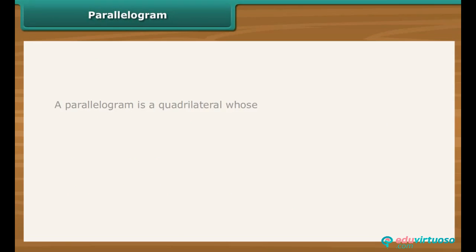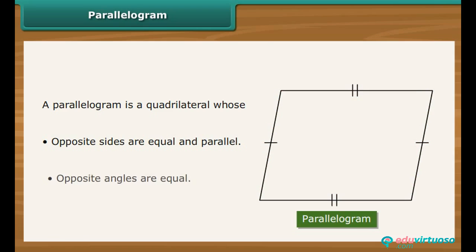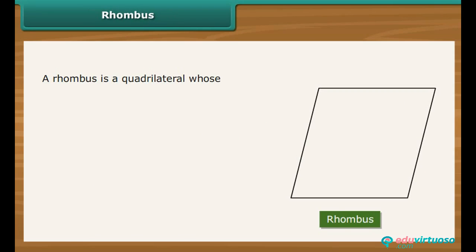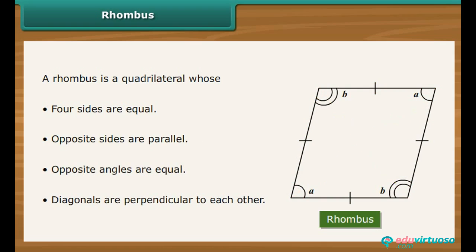Parallelogram. A parallelogram is a quadrilateral whose opposite sides are equal and parallel, whose opposite angles are equal. Rhombus. A rhombus is a quadrilateral whose four sides are equal, opposite sides are parallel, opposite angles are equal, diagonals are perpendicular to each other.